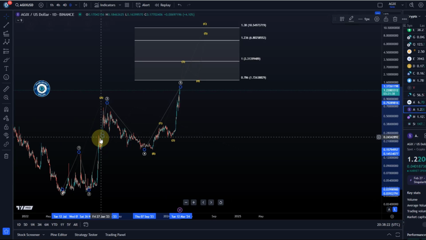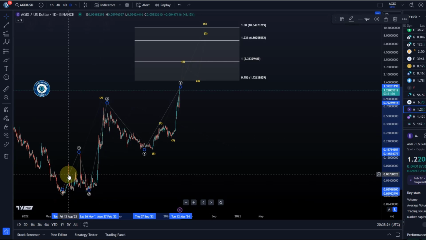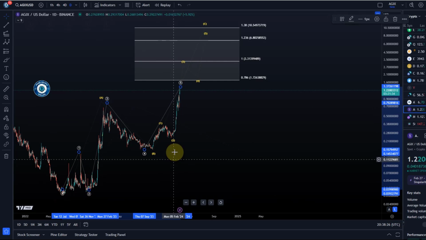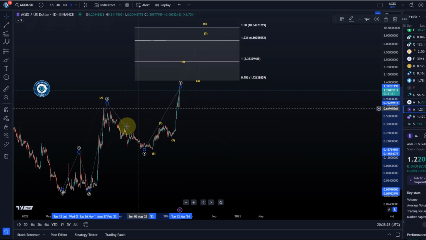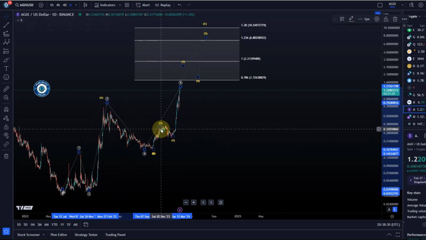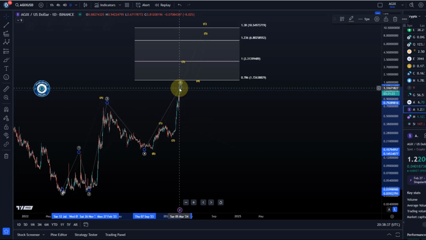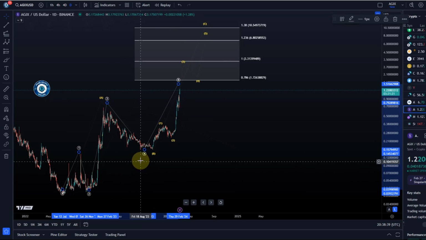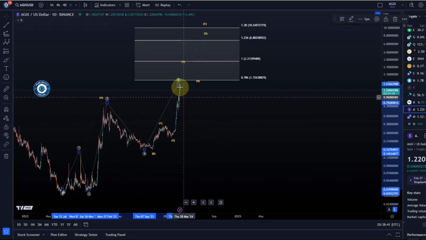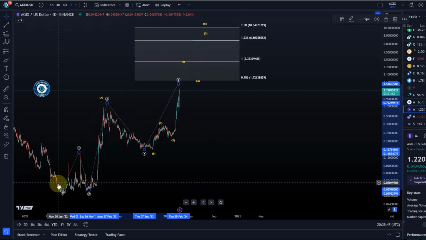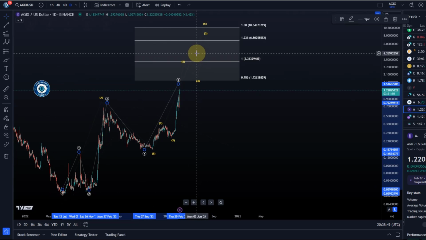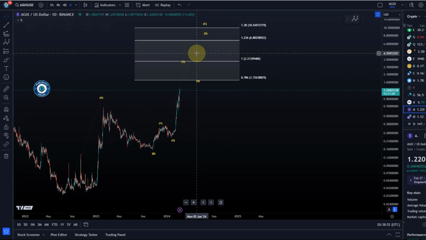The problem is, it just doesn't look right anymore, and I cannot rule it out, but it starts to look more and more like an ABC structure. So I feel it doesn't make sense really to leave this one here on the chart if it has become less likely, especially as we haven't seen any sign of exhaustion here.